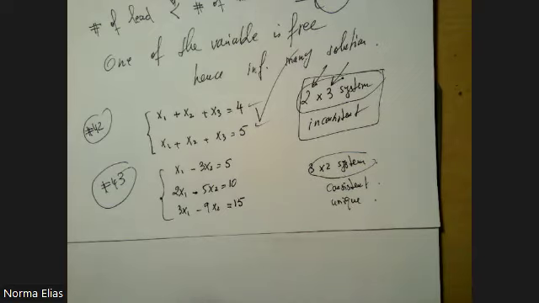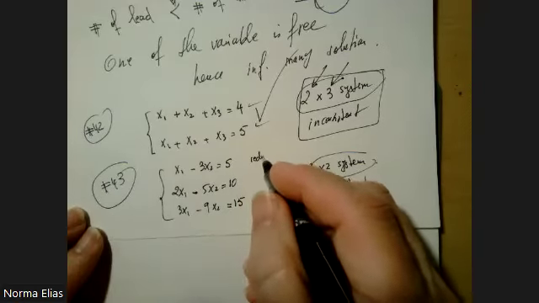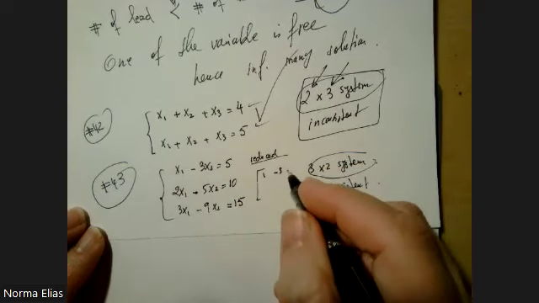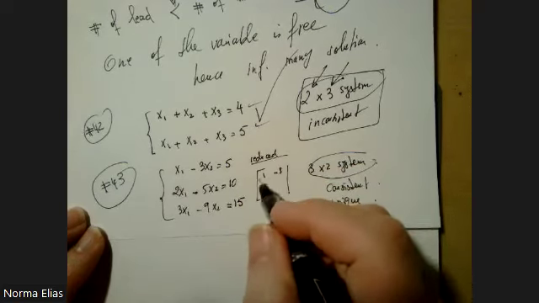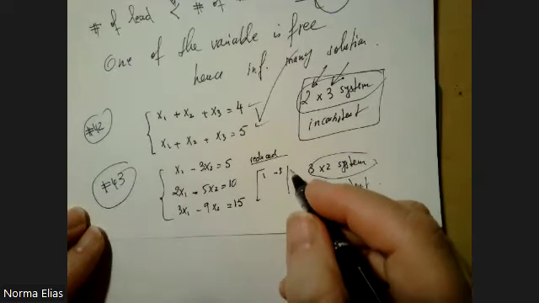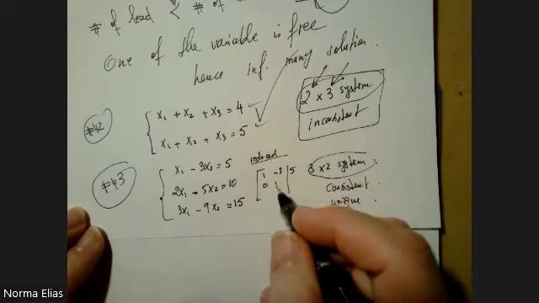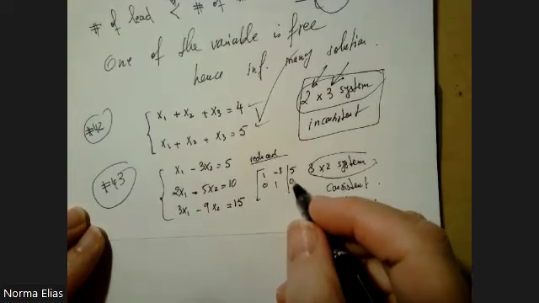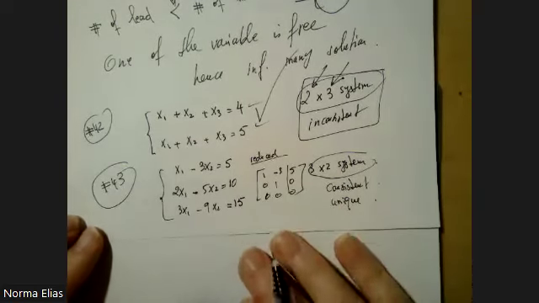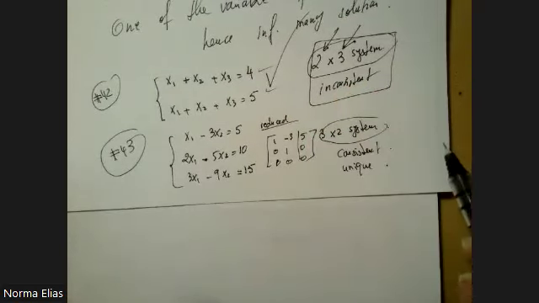When I reduced it to echelon form, I got the matrix 1, negative 3, 5, 0, 1, 0, and then all zeros. Wait, the first row. Oh, 1, negative 3, 5, 0. Yes. 1, 0, 1, 0, and then all zeros. Absolutely correct. Geometrically, what did she actually give me?